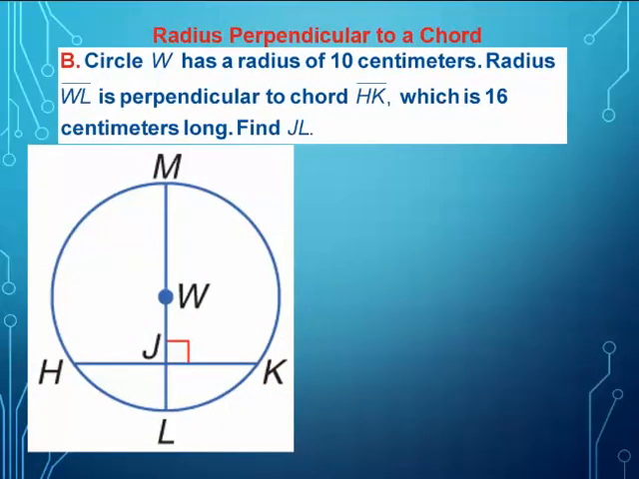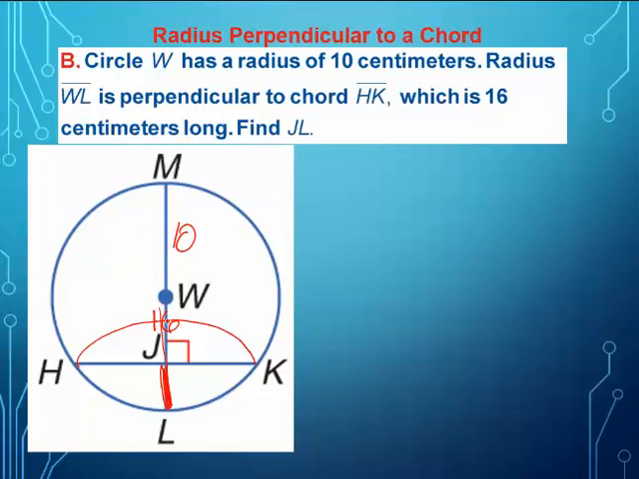Circle W has a radius of 10. Okay. Radius WL is perpendicular to chord HK, which is 16. Okay, so all the same information from the last time. This is 16. This time I want to find just JL right here.